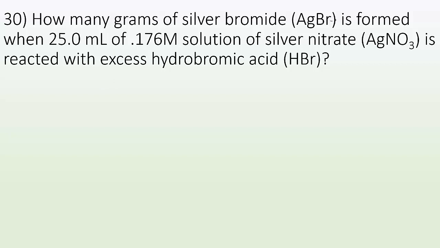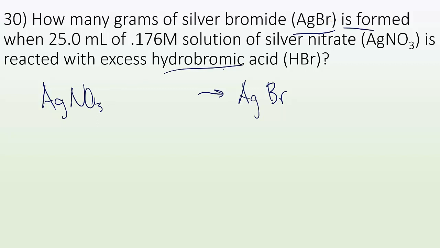So we're talking about forming AgBr, so I know that AgBr is a product. And it says when that much silver nitrate is reacted with, so silver nitrate is my reactant, and it's reacted with excess hydrobromic acid, which is HBr, so it's going to be plus HBr. They didn't tell me about the other product, but I've got to figure it out, right? If Ag ends up with Br, what's left is H and NO3, so it's going to be HNO3.